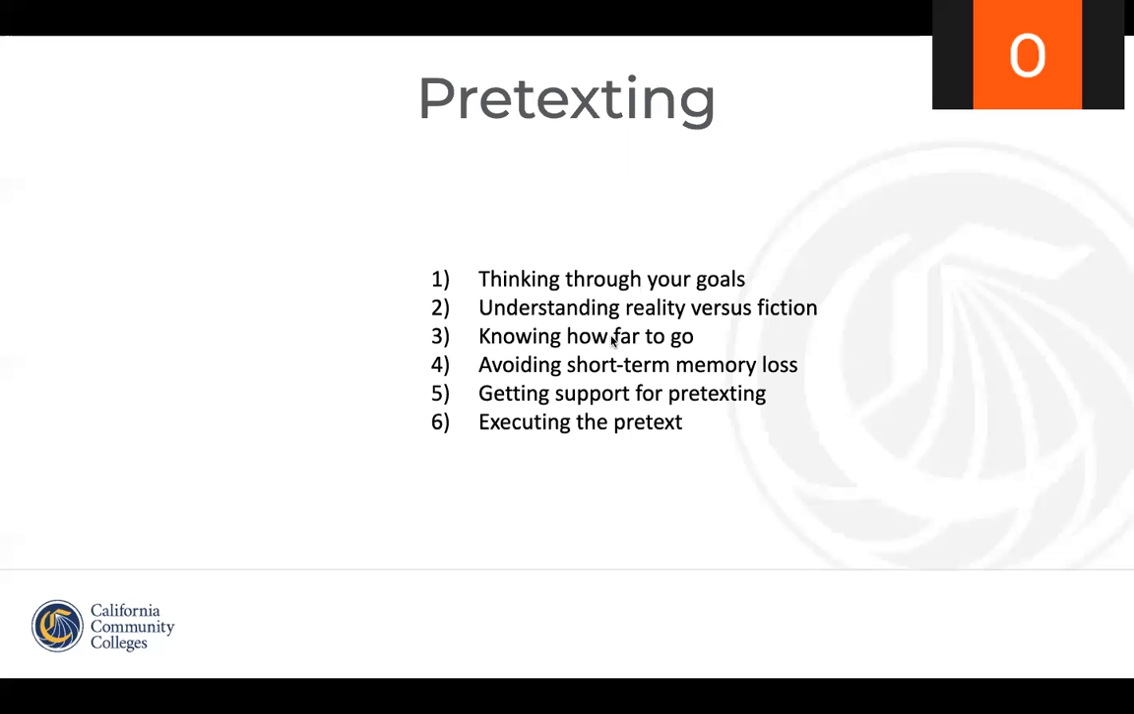Third, we have knowing how far to go. This is asking only for information that the target set of users have access to. This kind of goes hand in hand with the previous example. Asking for too much, or for something the user does not have access to, will likely go ignored.